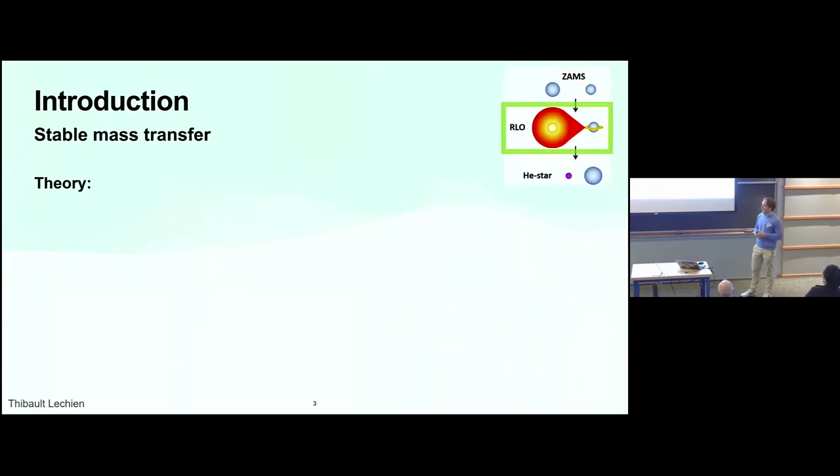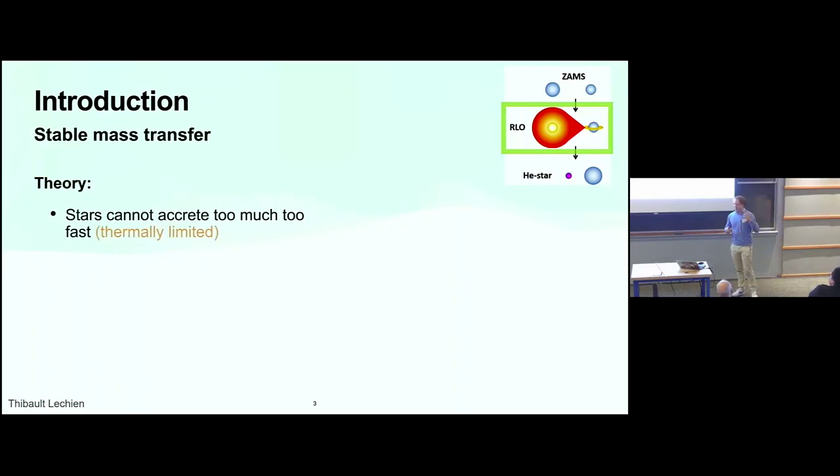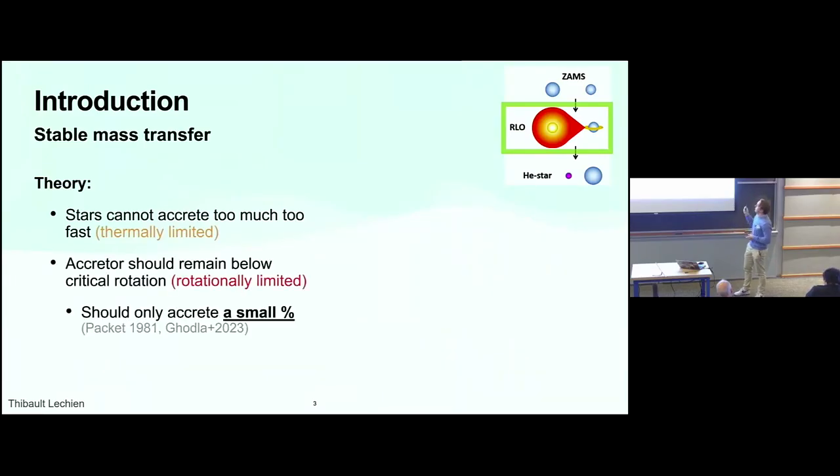There are many different theories of how exactly this stable mass transfer works, but the two main ones are a thermally limited model that says that this accreting star cannot accrete too much too quickly. Otherwise, it expands, it leads to a common envelope or a merger, and it's no longer stable mass transfer. There's a second theory, this rotationally limited model, that says that once this donor star throws mass onto the companion star, this companion gains angular momentum very quickly. And this limits the mass transfer, and so you can do a pretty simple calculation that says stars should only be able to accrete a small percentage of this transferred mass.